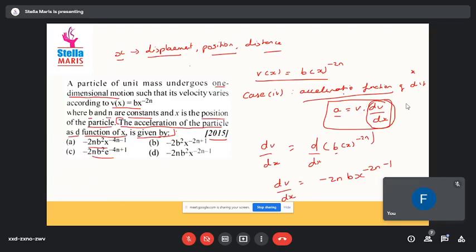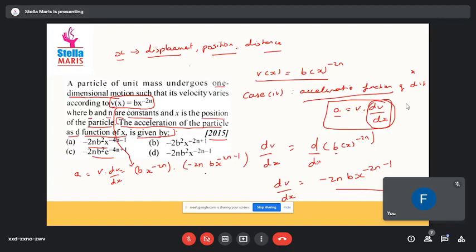What is v? V is given in the question itself. You understand? So substitute that. A is equal to what? V dot dv by dx. Substitute this v here, in the place of velocity. That is b x power minus 2n, into dv by dx, which is the one we have found out here: minus 2n b x power minus 2n minus 1.